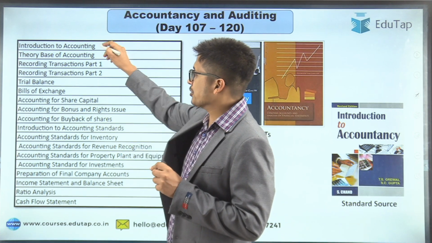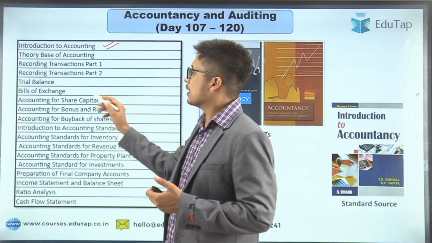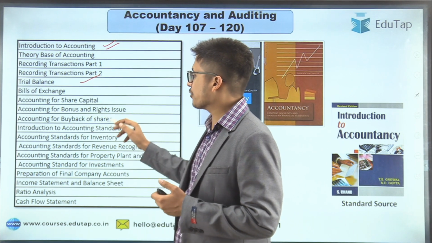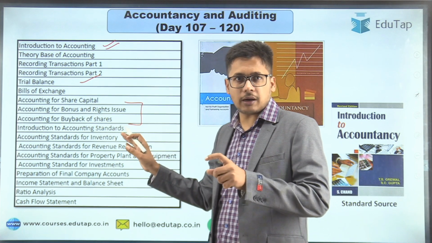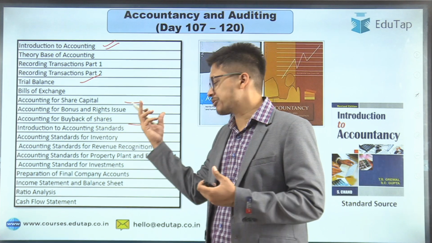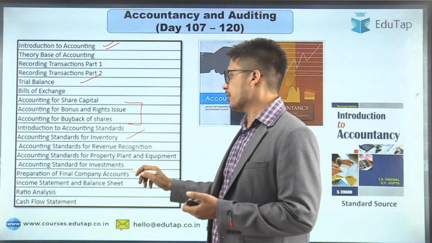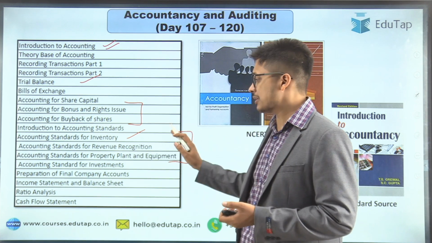For example, Introduction to Accounting, that will give you a basic idea about what accounting basically means. Then trial balance, okay, this is very important. Then accounting for share capital, bonus and rights issues and buyback of shares. This is a bit important because tricky questions can be asked from these topics. After this, accounting standards for inventory, accounting standards for revenue, and accounting standards for property, plant, and equipment. This is important.